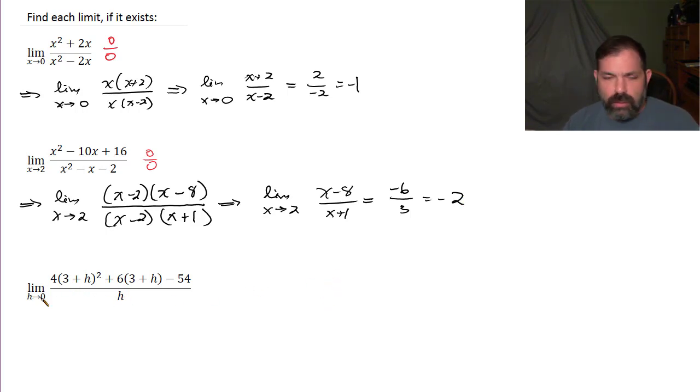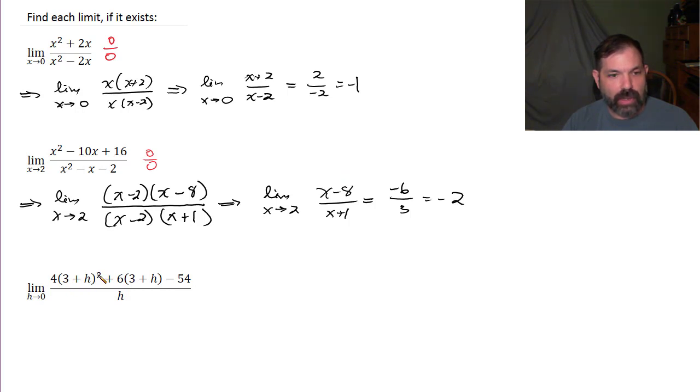All right, and then this third exercise on this page, the limit as h approaches 0 of 4 times 3 plus h squared plus 6 times 3 plus h minus 54 over h. This one's a little different. I can clearly see I've got a 0 in the denominator, though. If I let h approach 0, that's clearly 0 in the denominator. Let's check the numerator. If I let h approach 0, 3 plus 0 is 3.